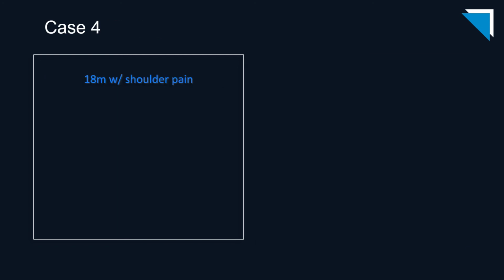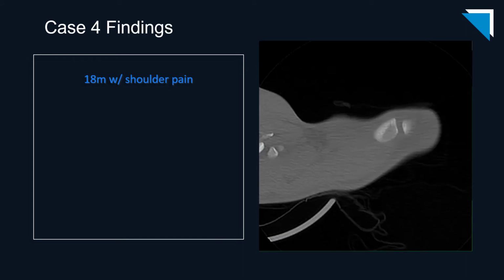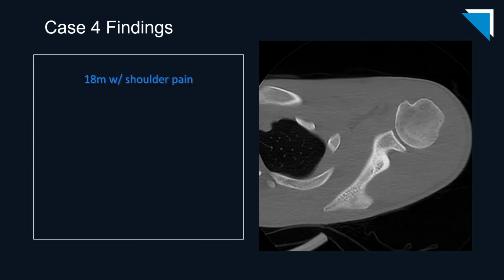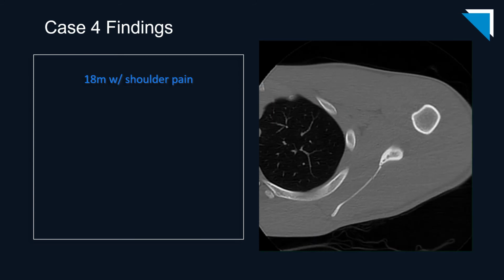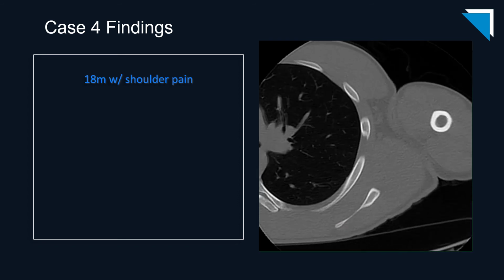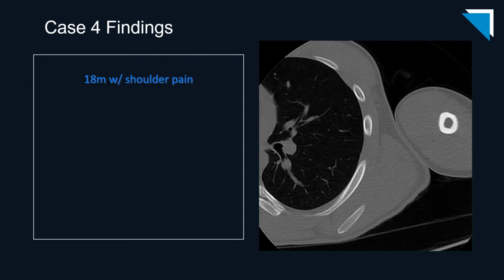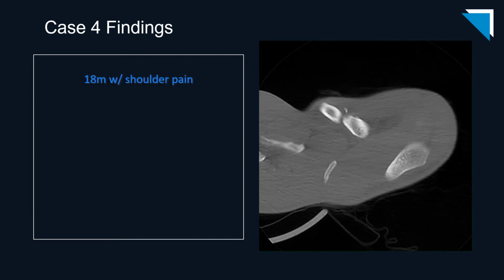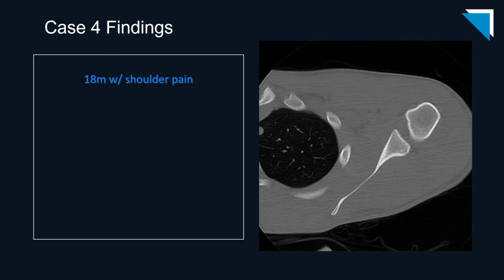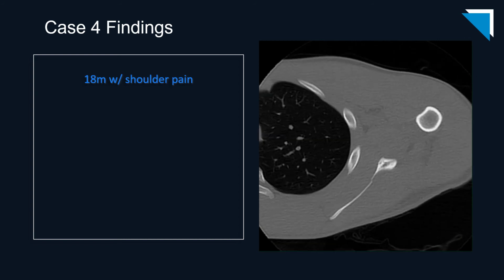Next up is an 18-year-old man with shoulder pain. These are axial images from a CT scan of the shoulder with the bone windows on. Of course, we're looking for fractures. We're going to take special care examining the ribs for non-displaced rib fractures. And of course, you'll recall from our search pattern lecture that we'll put the lung windows on at some point to exclude a pneumothorax.